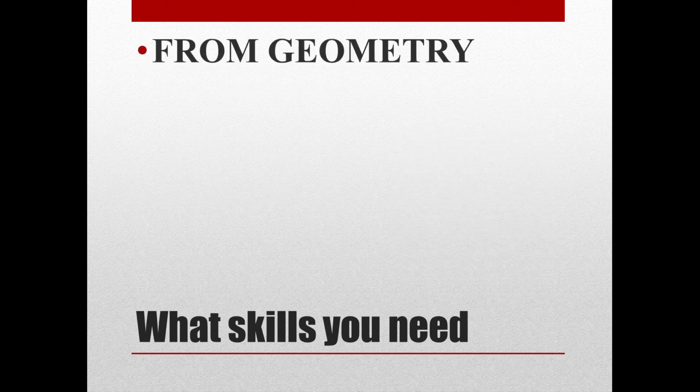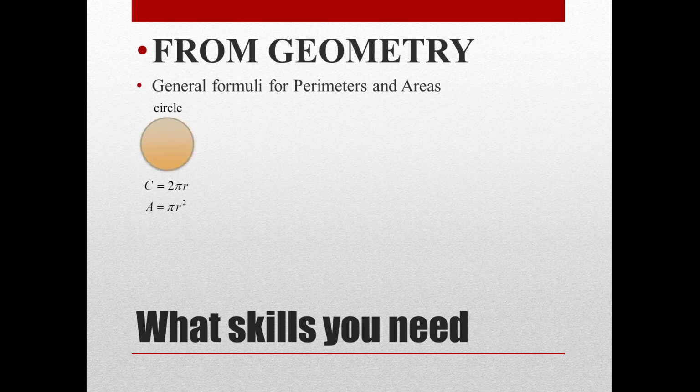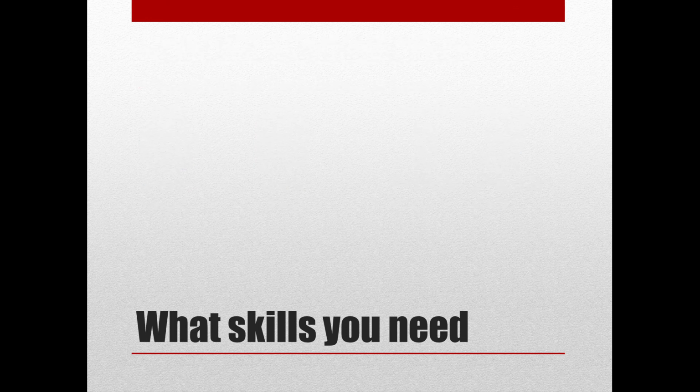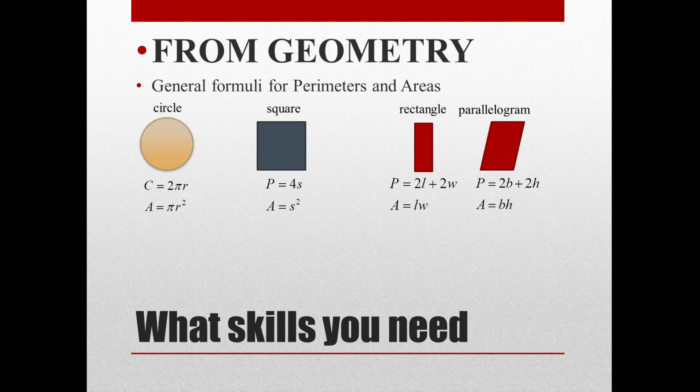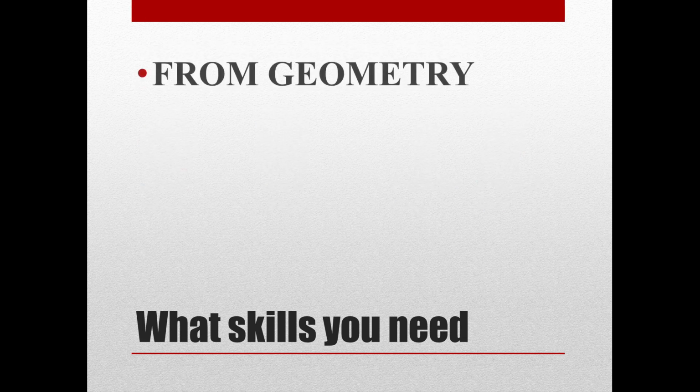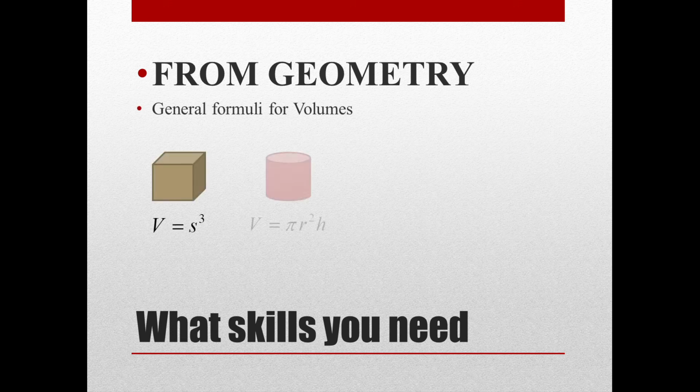Here are the formulas for the perimeters and areas of some common geometric shapes. For a circle, we don't use the word perimeter, we use the word circumference. And the formulas for the rectangle and parallelogram are actually the same, but just things are relabeled. Here are the formulas for the volumes. We have a cube, a cylinder, a cone, and a sphere.